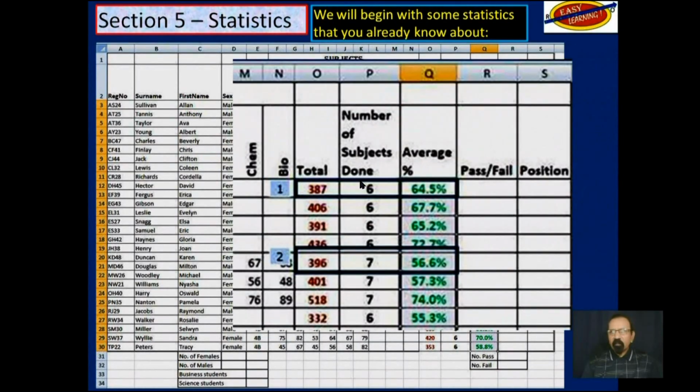As we said, this 387 and 396, at first glance, the 396 looks better. But when you consider that that student did 6 subjects, this one did 7, and you find the average, you find that this average is 56.6 and this average is 64.5. So in effect, this first student actually did better than the second one. Alan actually did better than Beverly, percentage-wise.